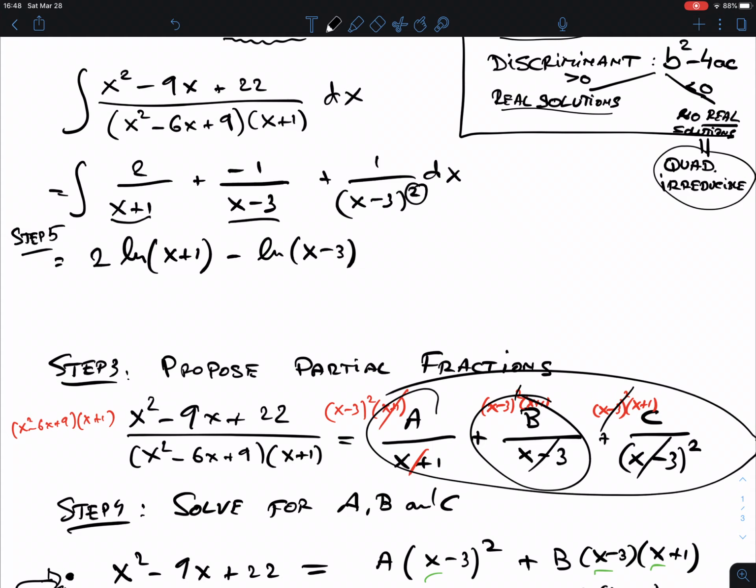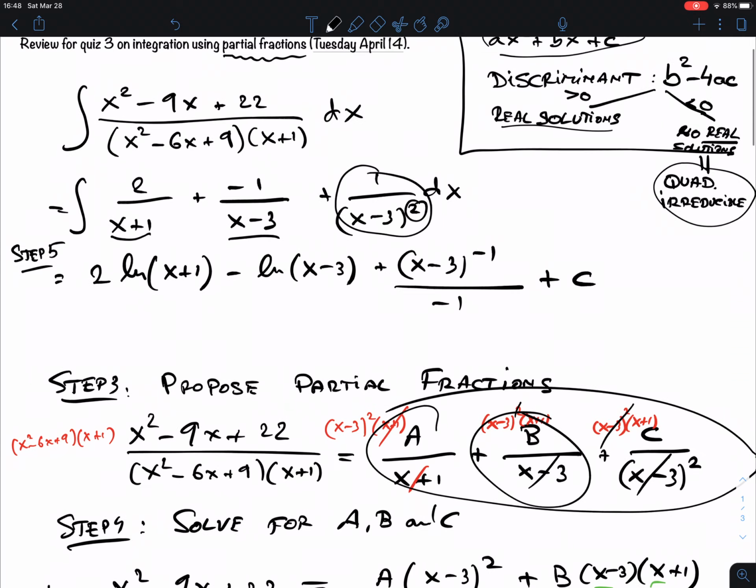And the power rule says, okay, what you do, you add 1 to the exponent, so that becomes now -1, and divide by the exponent. Remember this actually means x minus 3 to the power -2, right? So that's why I got this. Okay, and then of course plus c. That's it. You don't have to simplify. That's fine. Okay, that's the case where we have everything factored, where we have multiplicities.